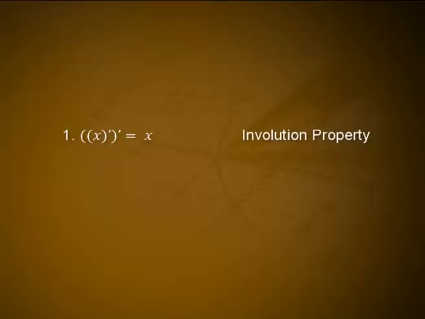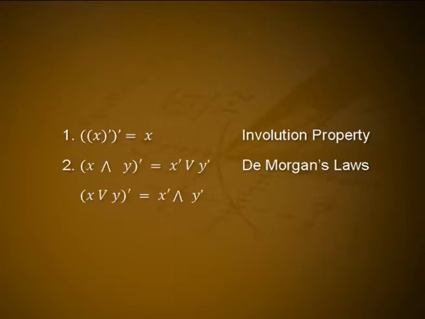Result 1. If L is any Boolean algebra and x, y and z are in L, then the following three properties hold. x dash dash is equal to x, which is the involution property. (x meet y) the whole complement is equal to x complement join y complement, and (x join y) the whole complement is equal to x complement meet y complement. Both of these together are known as De Morgan's laws.